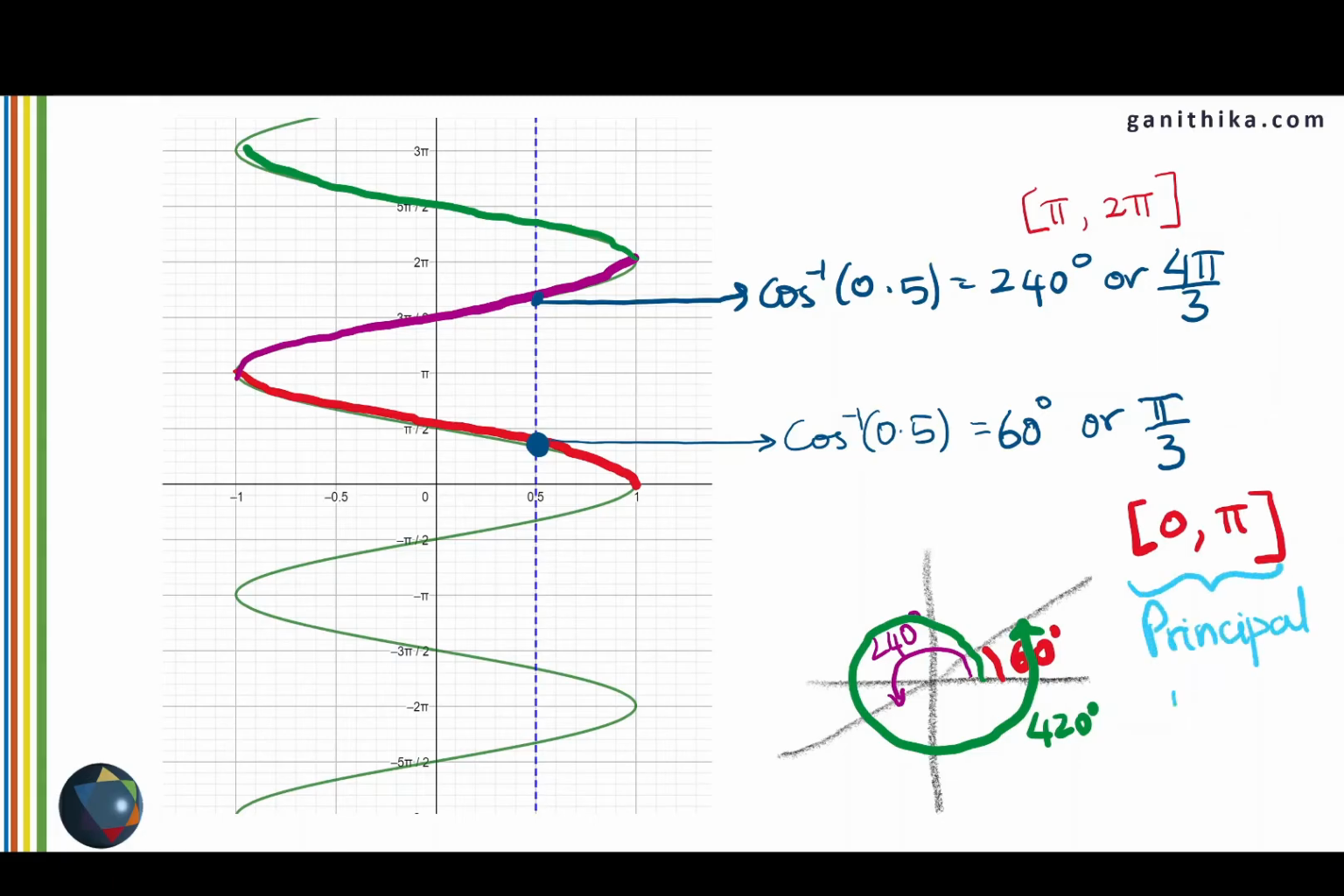Therefore, 0 to pi is called the principal range of cos inverse of x. So if we talk about f of x as cos inverse of x, then the range considered is 0 to pi, both inclusive.